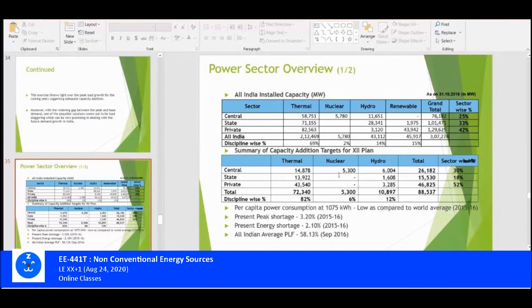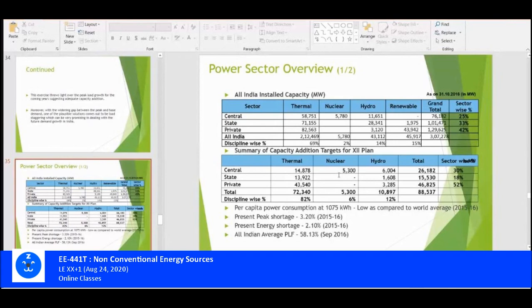Summary of capacity addition targets for 12th plan. It was somewhat a bit old data. So they wanted to add some 15,000 megawatt for thermal in central pool, then state, then private sectors. So still you can think that the capacity addition in thermal was way ahead with nuclear, hydro, and they have not given the data related to the renewable. The plant load factor, you can observe, it is 58.13. It has quite much improved, and the per capita power consumption is almost 1100 units.